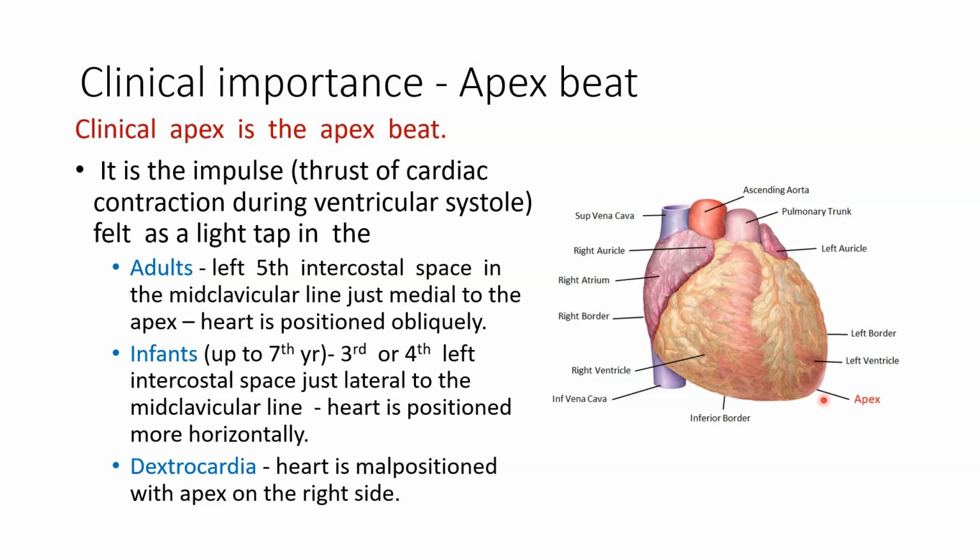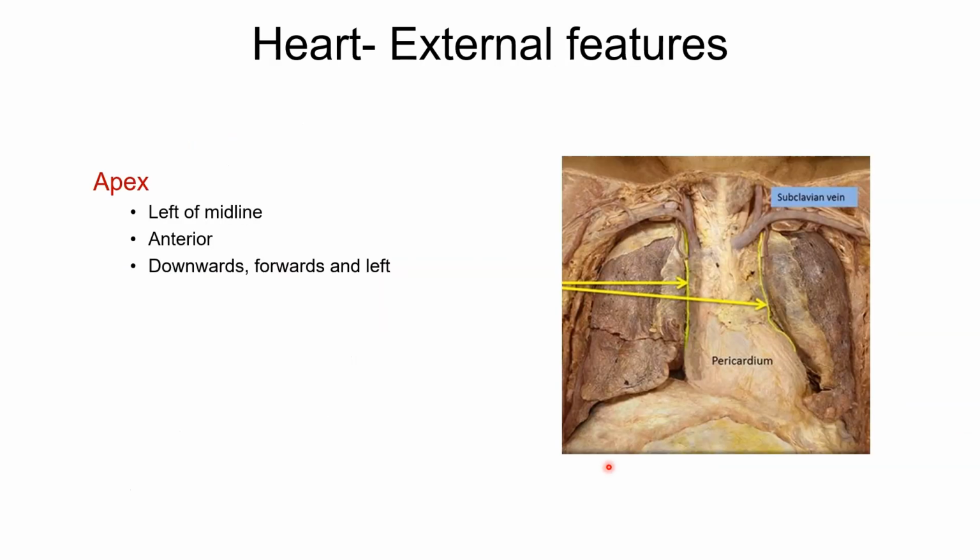Dextrocardia. Sometimes the heart is malpositioned with the apex on the right side. So instead of on the left side, the heart will be located on the right side, in which case the apex will be on the right side, not on the left side as is seen normally. So the apex is to the left of the midline, it is anterior and it is directed downwards, forwards and to the left.